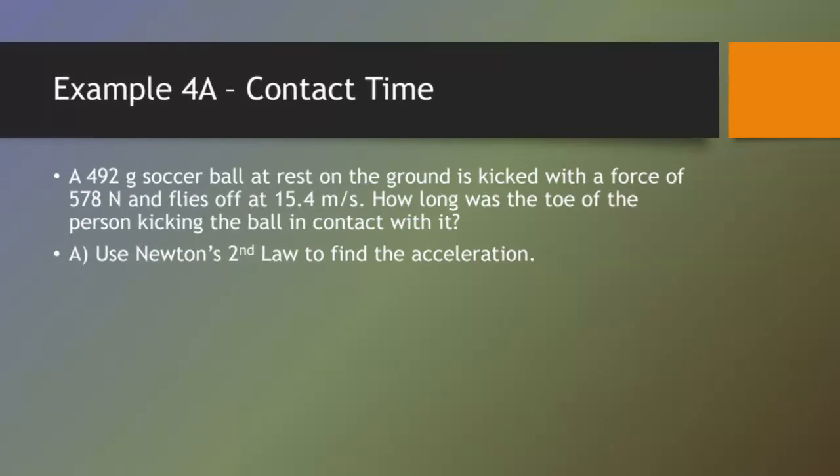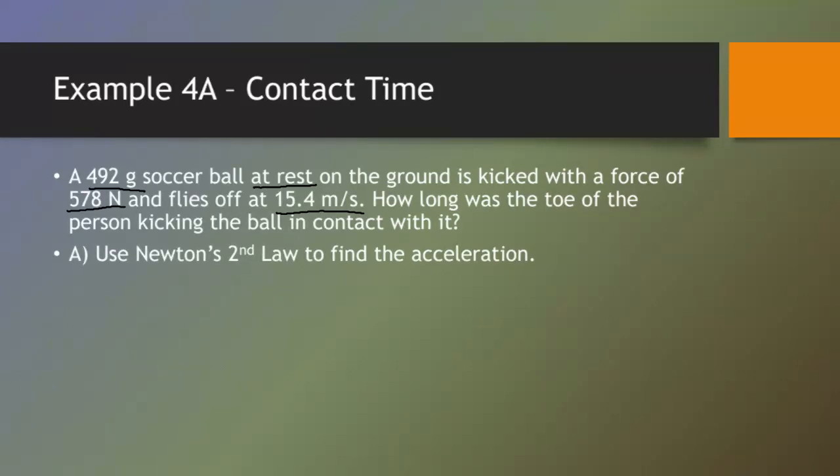Now we have a 492-gram soccer ball at rest, and it's kicked with a force of 578 newtons, and it flies off at 15.4 meters per second. How long was the toe of the person kicking the ball in contact with the ball? So if we know the force that's applied, and we know how fast the ball is traveling, we can figure out how long the object was accelerated.